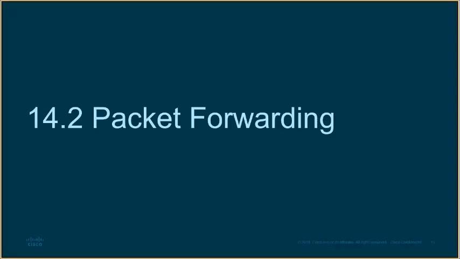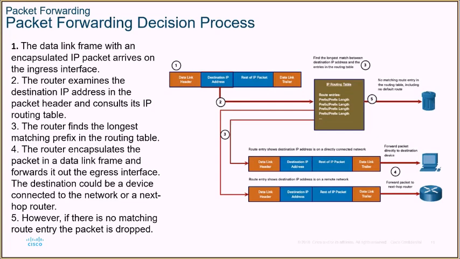All right, packet forwarding. So, of course, the process that happens with the packet forwarding and decisions for forwarding packets. The data link frame with an encapsulated IP packet arrives at the incoming interface, or ingress interface. The router examines the destination IP address in the packet header and consults its IP routing table. The router finds the longest matching prefix in the routing table. And then from there, it uses the forwarding information in that entry to decide where it needs to go. The router encapsulates the packet into another data link frame and forwards it out the egress interface.